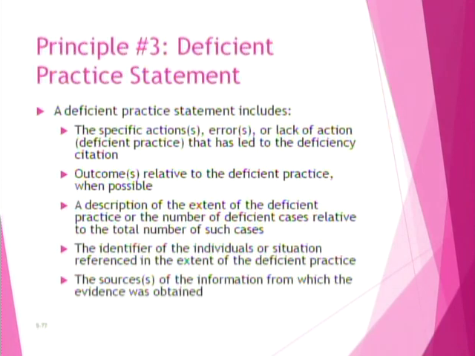We're going to have a description of the extent of the deficient practice or the number of deficient cases relative to the number of such cases, the identifier of the individuals or the situation referenced in the extent of the deficient practice, and the sources of the information from which the evidence was obtained. I'm probably going to repeat these a couple of times.